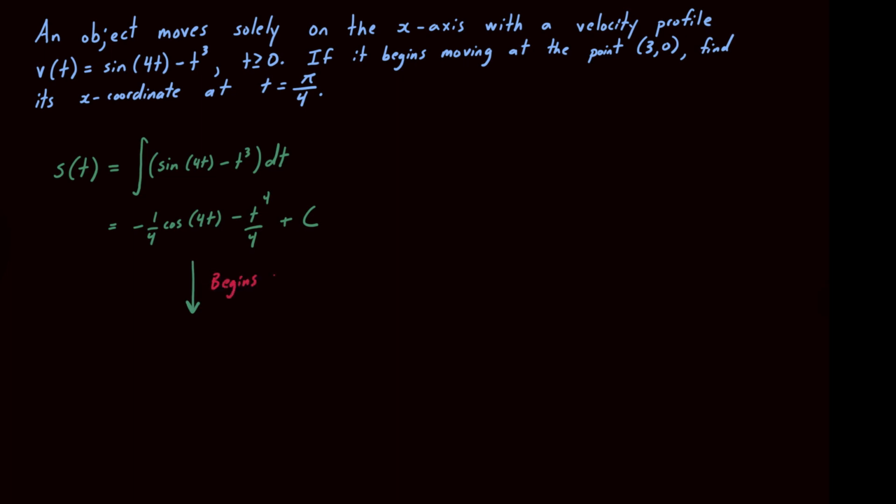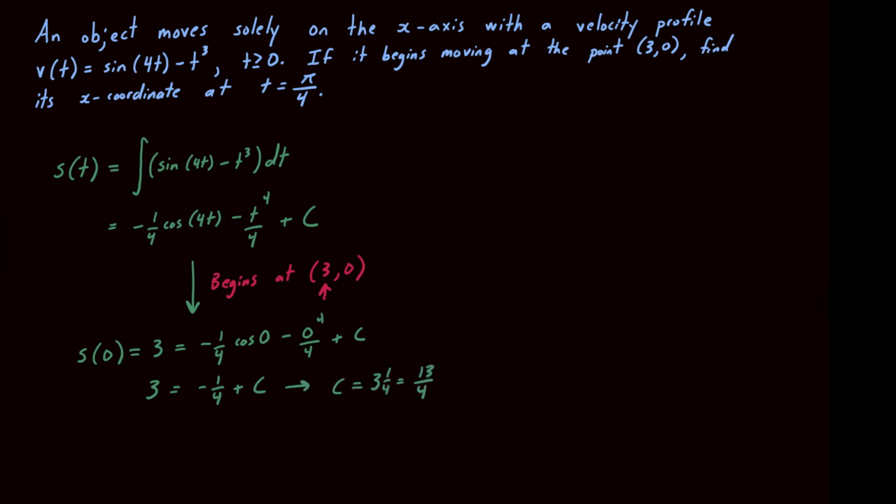Now it's high time to throw in my numerical information. I know this guy begins at (3, 0). Begins means t equals 0. I'm interested in the x-coordinate. So, s of 0 is 3. s of 0 is also -1/4 cosine of 0 minus 0 to the 4th over 4 plus C. And this enables me to solve for C. C as a mixed fraction is 3 1/4. As an improper fraction, that's 13/4. I toss that bad boy into my position function, and I get s of t is equal to the same thing as before, but plus 13/4.